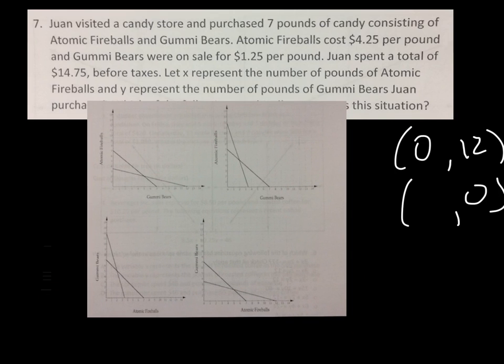Okay? Now, after I've done all that work, let's take a look at these pictures. First things first. We know that the atomic fireballs are our X values. Well, if you notice, I can eliminate these two graphs, because gummy bears are on the X-axis and they're supposed to be on the Y-axis. Now, if you look at the bottom two, atomic fireballs are on the X-axis, so that's a good thing.